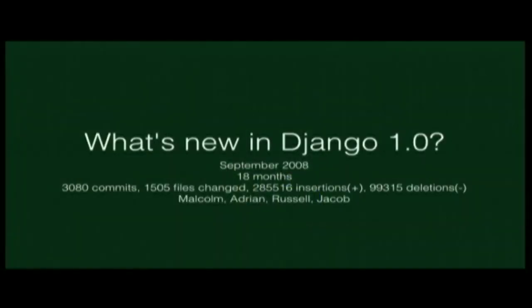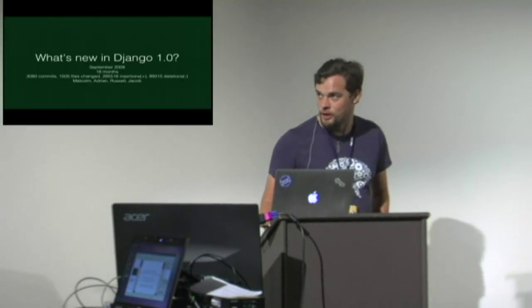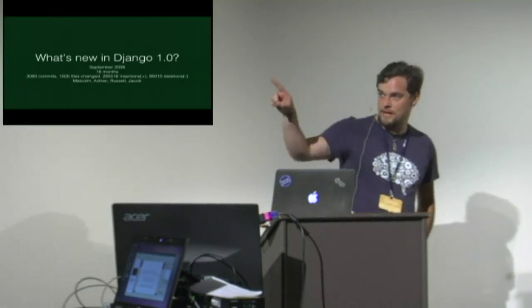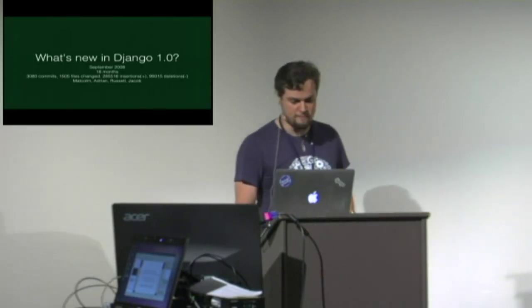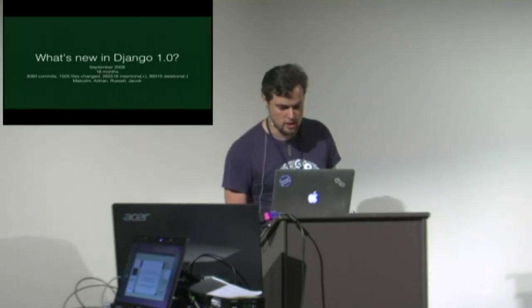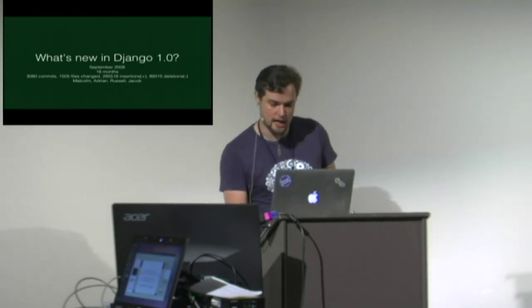I didn't start any earlier than this because there were no release notes before Django 1.0, so it was quite hard to compile the list. There was the blog, but it's not quite the same. So we started in September 2008. This was 18 months after Django 0.96 came out. There's a lot of changes, the biggest number of changes in any of the versions in terms of commits, although not in terms of lines.